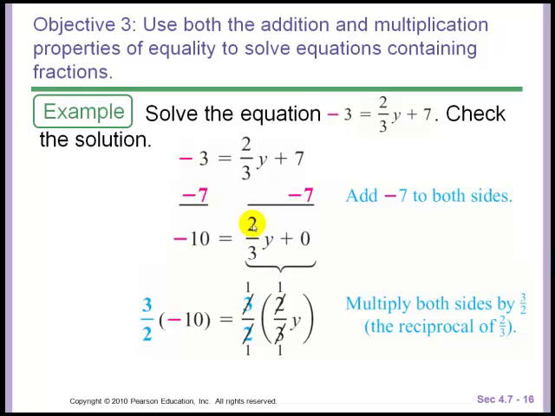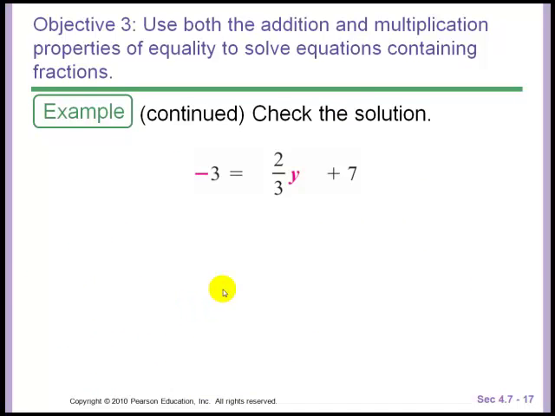To get the 2/3 to go away, we're going to multiply by its reciprocal, 3/2. In order to keep balance, we're going to also have to do that on the left side. Multiplying 3/2 times negative 10 results in negative 15. So our answer is negative 15 equals y. Again, show me the arithmetic for doing your fraction work, but do it on the side of your paper so I can see it, but that it is not cluttering your equation.